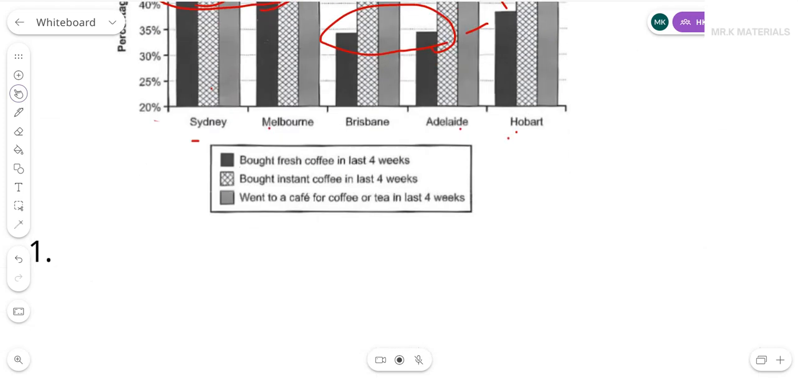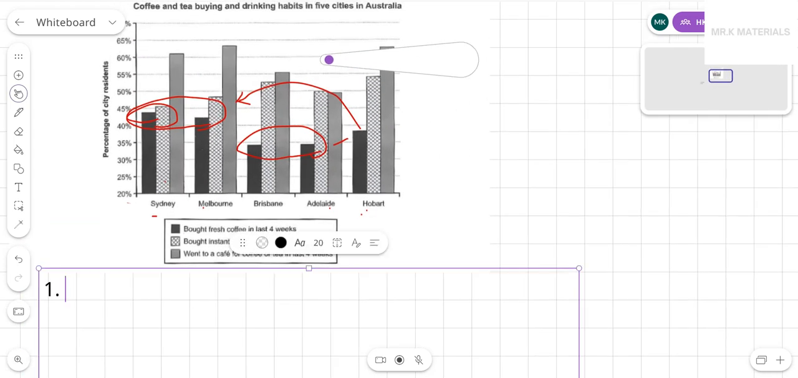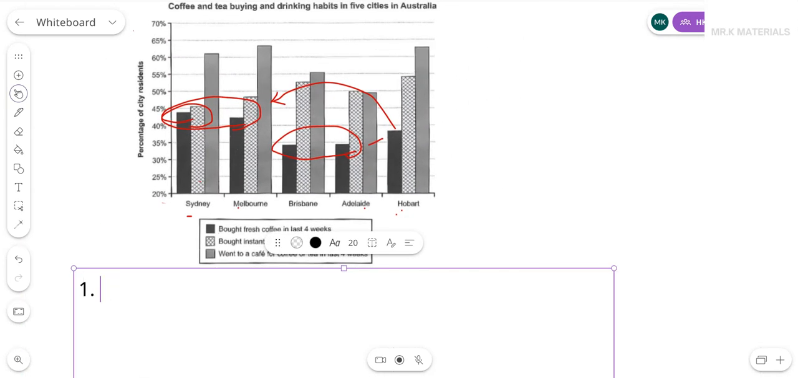All right, I'll put the sentence here. I want to start from the location. You can put the location in the beginning or in the end, it doesn't matter. Here I'll start in the beginning. In Sydney, Melbourne, and Brisbane. Okay, I have the location.